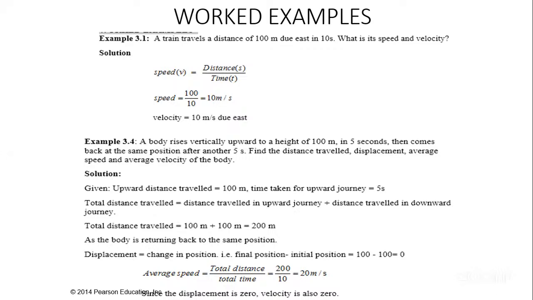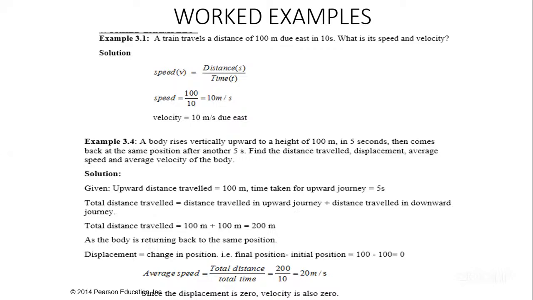Let's have our class. We're starting with an example. A train traveled a distance of 100 meters due east in 10 seconds. What is its speed and velocity?